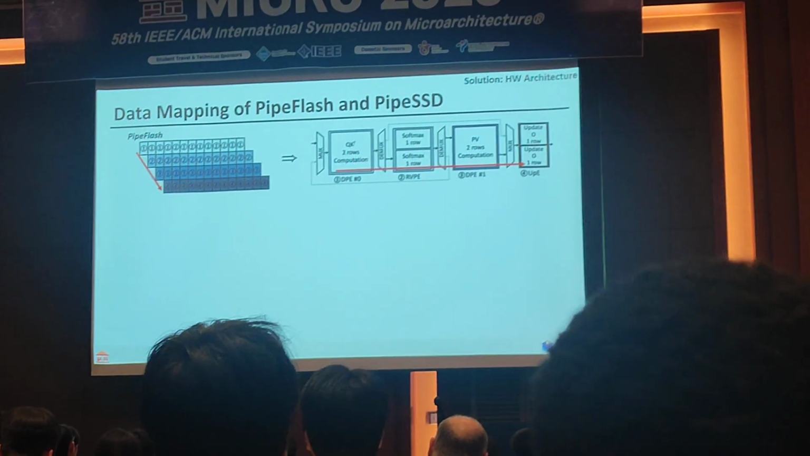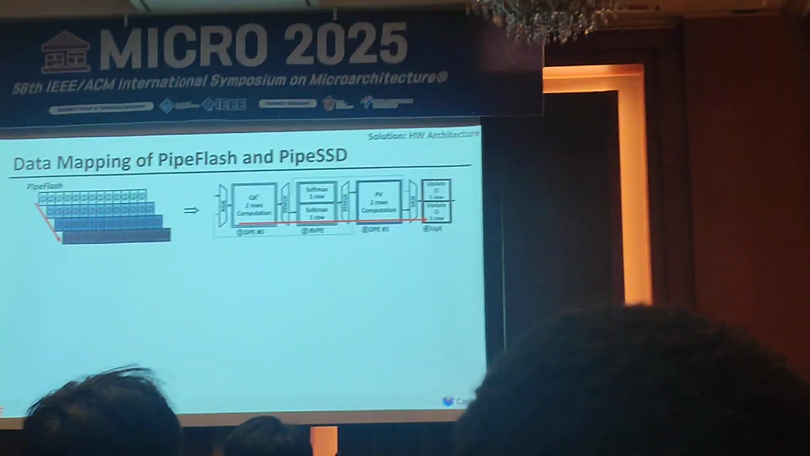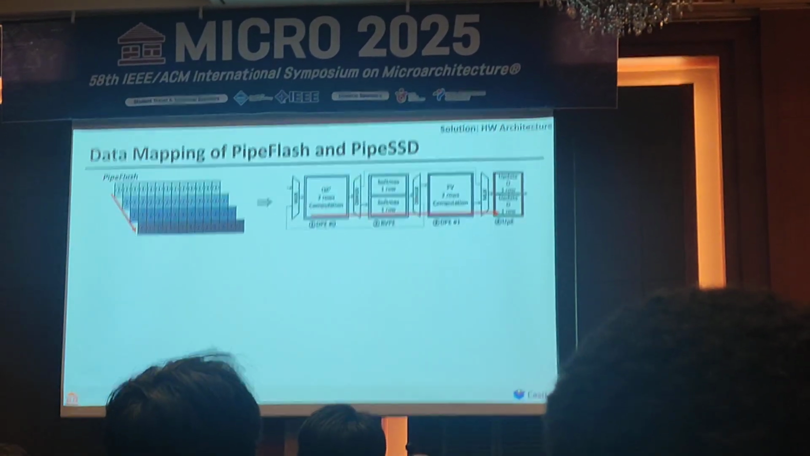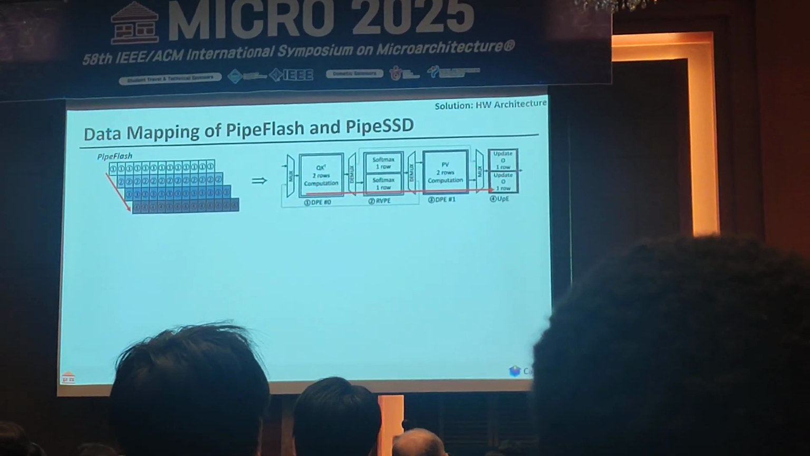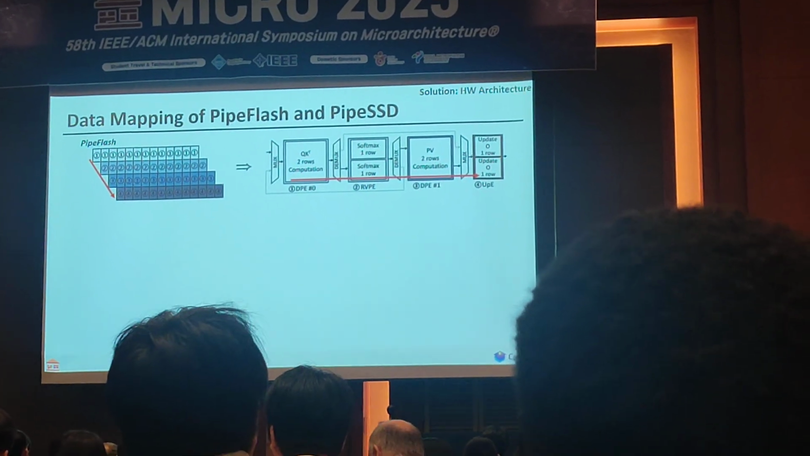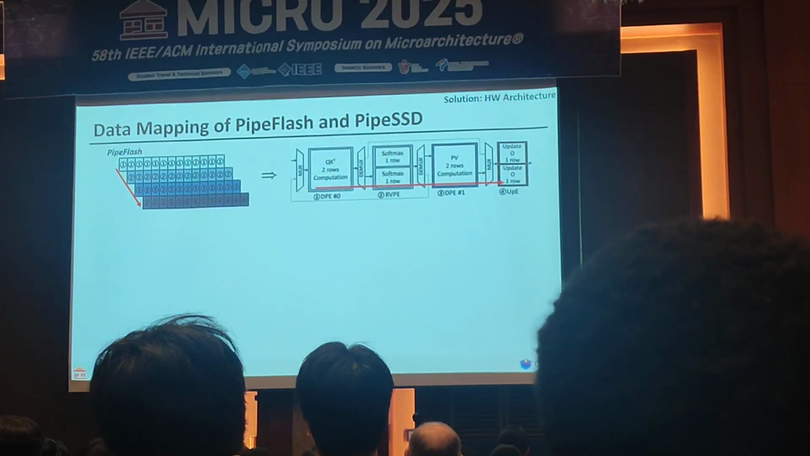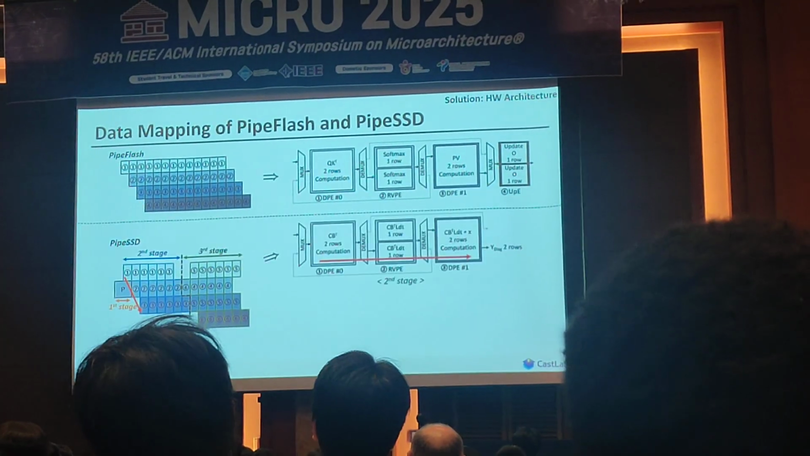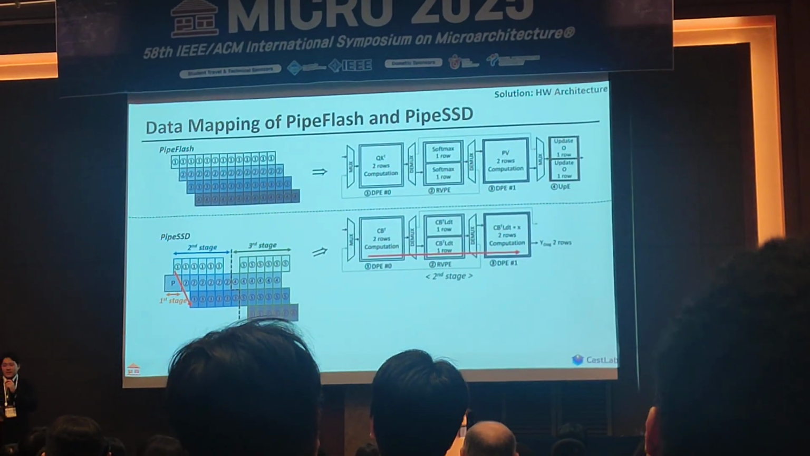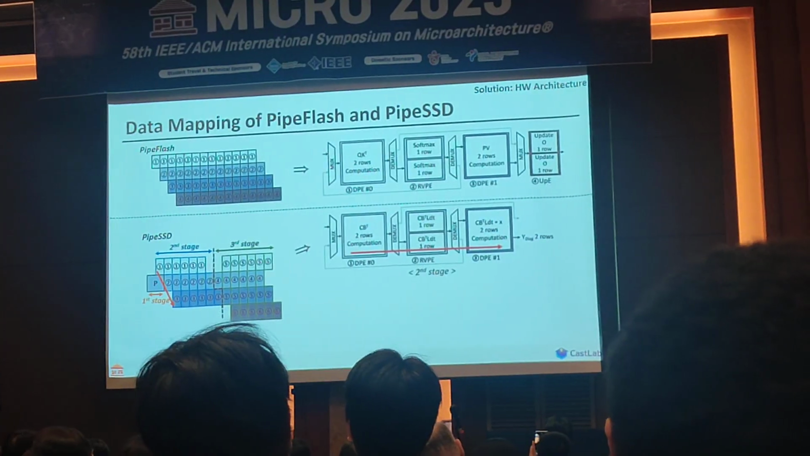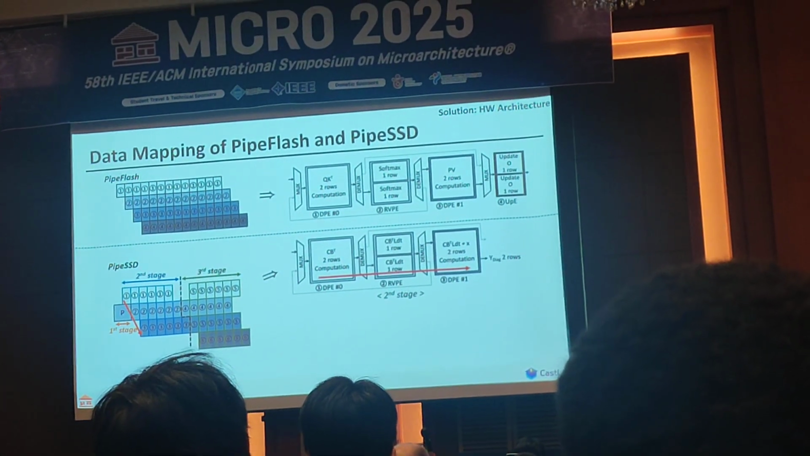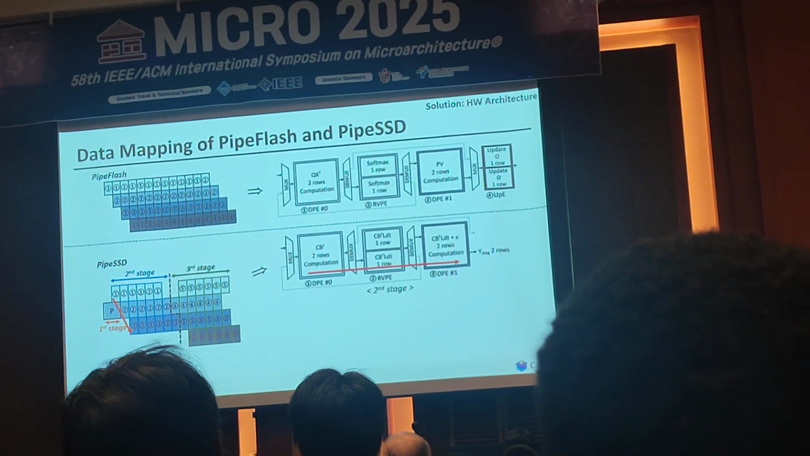Let's see how PyFlash and PySSD are mapped to URC. For PyFlash, attention computations like QK^T, softmax, PV, and output updates are mapped on each processing engine sequentially. And for PySSD, the second stage computations for Y diagonal are mapped to URC sequentially, similar to PyFlash.